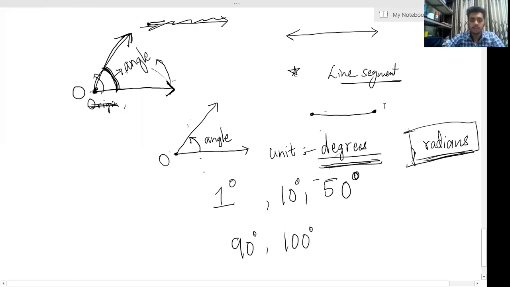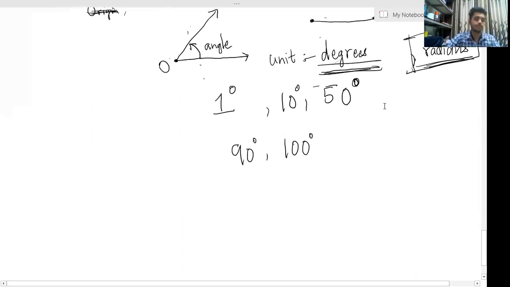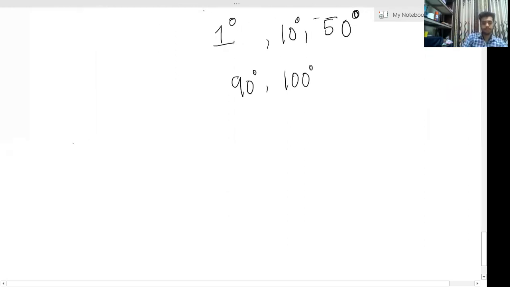So now let's talk a little bit more about angles. Basically I told you that if you rotate a ray to a new position, you're going to get an angle. Let's give this name as A. OA is my initial ray, and I rotated it to over here. It became OB. Then I got an angle. Let's say this angle is around 20 degrees.